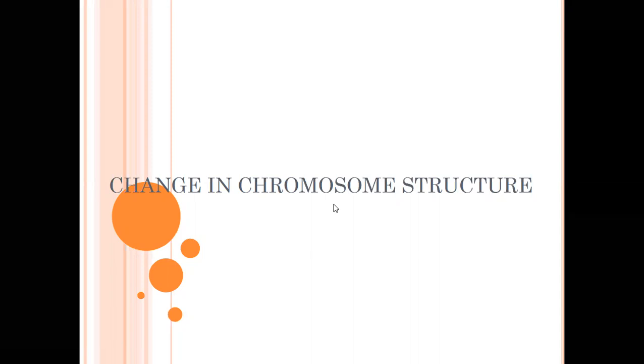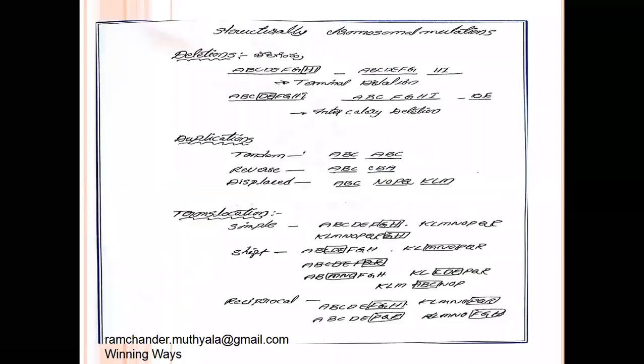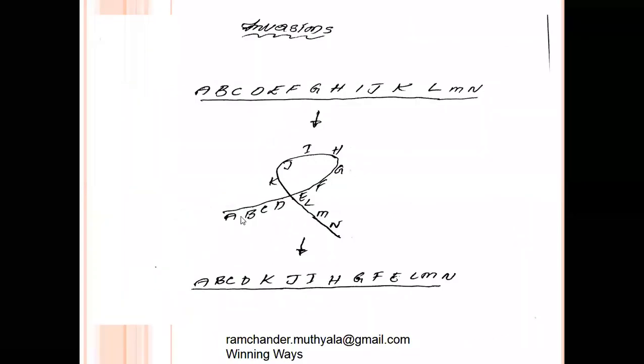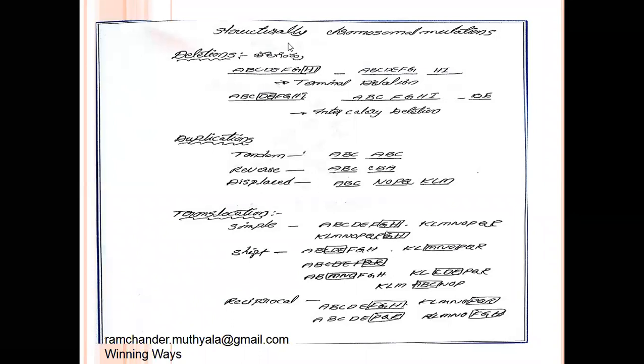Change in chromosome structure is also called structural chromosomal mutations. It includes the following types of mutations. Structural chromosomal mutations are: first, deletions; second, duplications; third, translocations; and fourth, inversions. These are the four major structural chromosomal mutations. Now, first we discuss deletions.